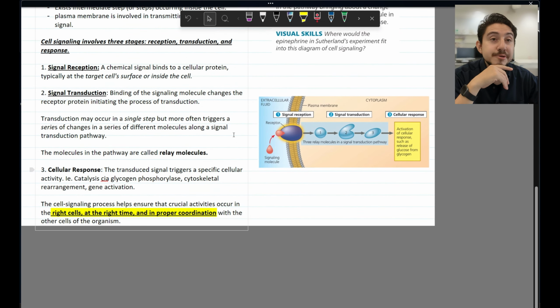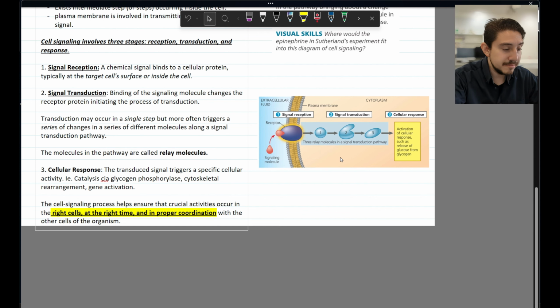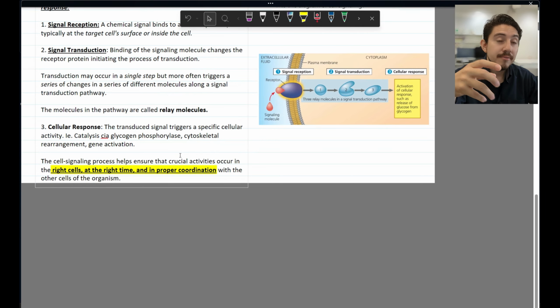And lastly, you get cellular response. So in cellular response, the transduced signal triggers a specific cellular activity. Now, this could be many things. It could be gene activation. It could be the breakdown of glycogen into glucose. It could be cytoskeletal rearrangement. So it could be many, many things there. What's critical to understand for cell signaling is that these processes and very specific signaling pathways occur in the right cells at the right time and in proper coordination, so we can always try to be in homeostasis or quickly respond to something that is getting us out of homeostasis.